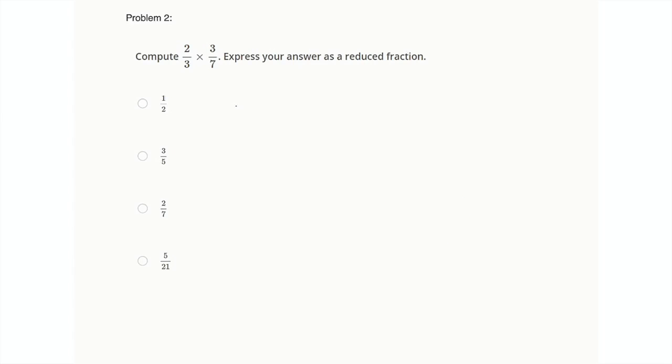For problem 2, it says compute 2/3 times 3/7. Express your answer as a reduced fraction. The first thing to notice is if we're multiplying these fractions, the 3 on the bottom and the 3 on the top would cancel. So we'd just be left with 2/7. That's going to be our answer choice, but I will write it out to demonstrate. 2/3 times 3/7, the 3's cancel, and we're left with 2/7, right?